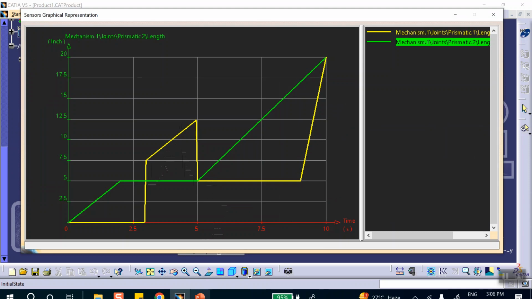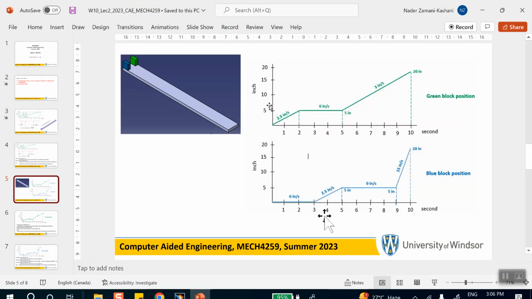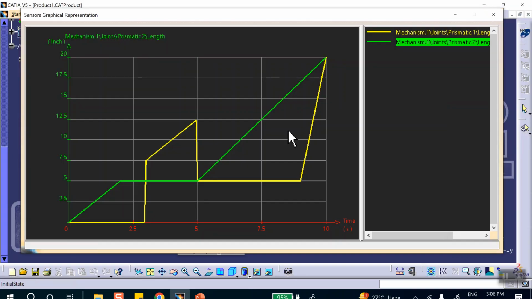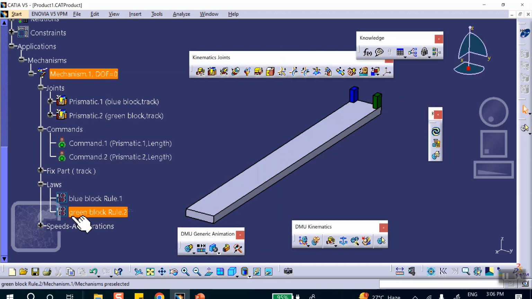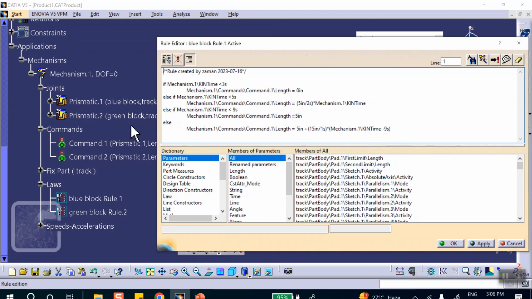These should be these graphs, and definitely they're not. One of them is not. So let's see which one is not. So the green one is okay, but the yellow one is not. The yellow one is prismatic 1, which is command 1. So let's go ahead and find out where I made a mistake. So rewind, close it, close it, close it. Let's go to the blue one. I think it was the blue one that I made the mistake.